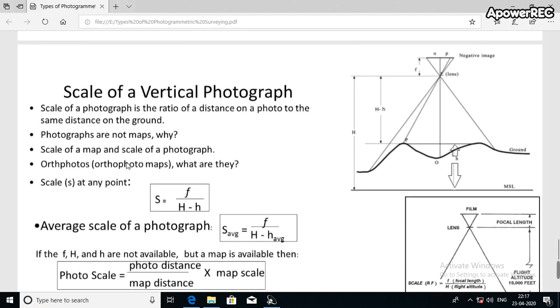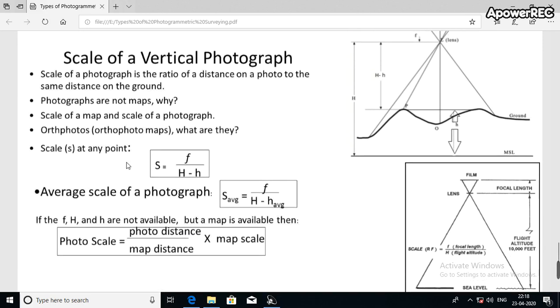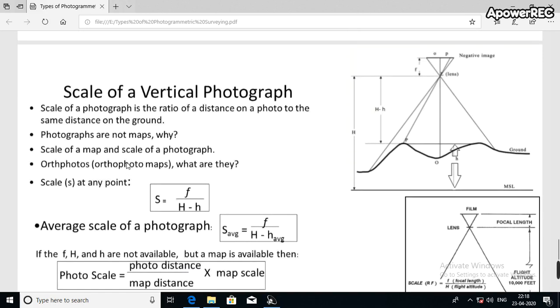Now, the scale of a vertical photograph. After getting the vertical photograph, we need to take the images, and from there we need to calculate the height. In this particular picture, you can see the negative image, or film. In this photograph also it is written as film. That means the camera is there. From here one photograph is captured, and that is the focal length of the camera, f. From this position to mean sea level, the height is capital H, and the height of the ground with respect to MSL is small h. So from here to this ground point, the height is H minus h.